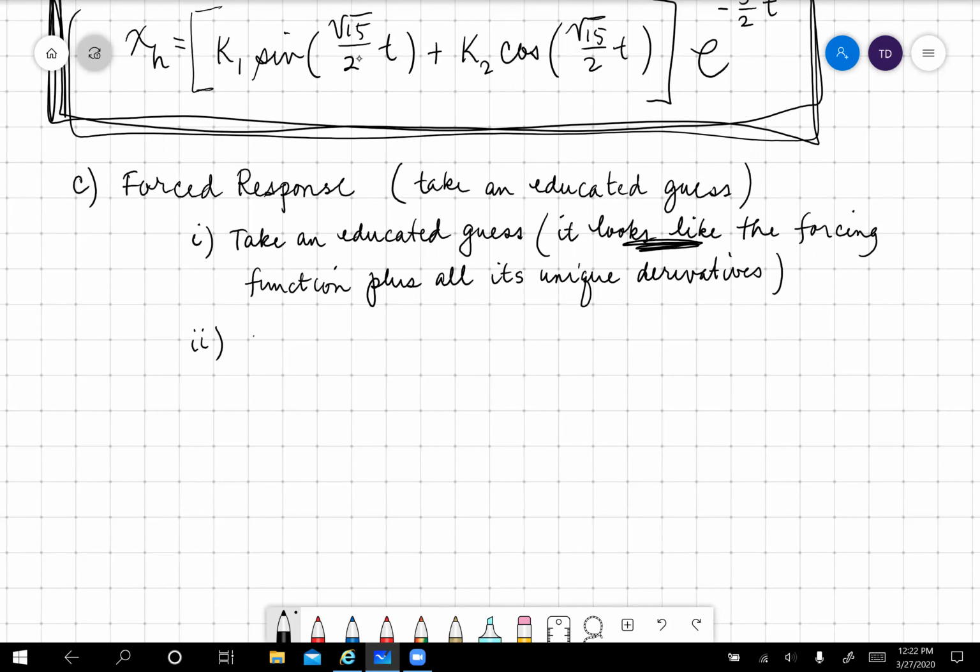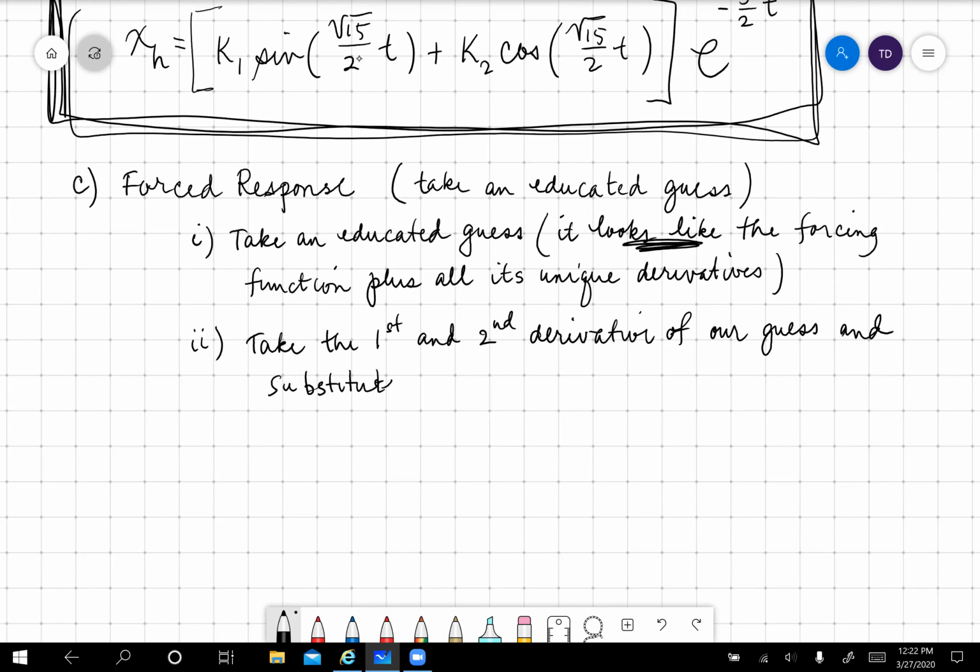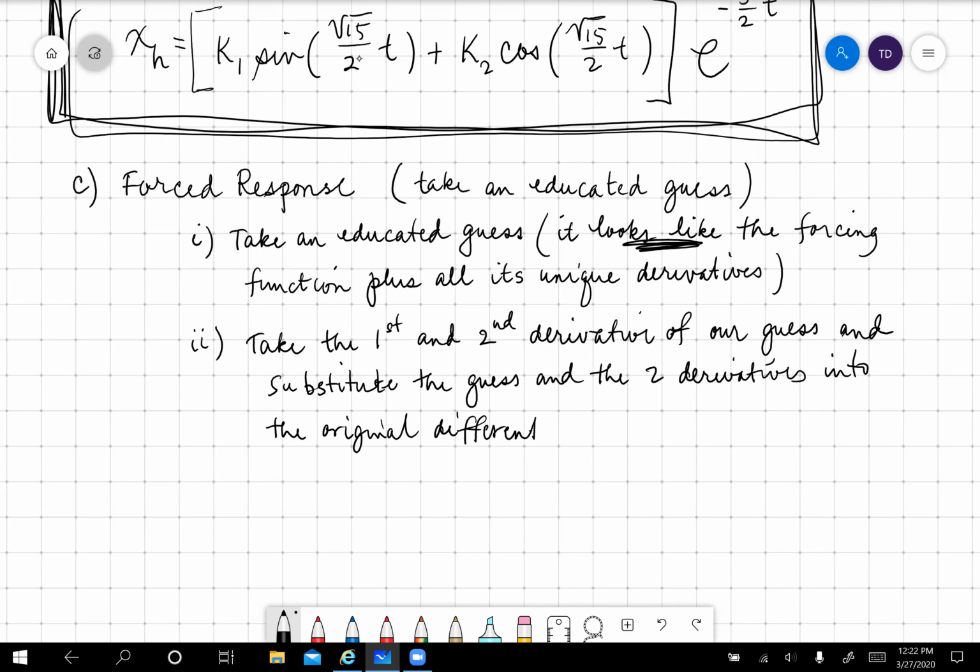So what we do is take the first and second derivative of our guess, and substitute all three, the guess and the two derivatives, into the original differential equation. Once we do that, we then solve for all unknown constants in the forced response guess.